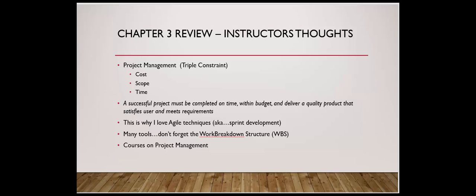And as you learned in the chapter, project management really revolves around a triangle or a triple constraint, where you're managing cost, scope, and time, and all three of those things need to be in balance. One of the most powerful things that you can take away from this is this statement, and it comes right from the book. A successful project must be completed on time, within budget, and deliver a quality product that satisfies users and meets requirements. Honestly, this statement reminds me of why I love agile techniques, aka the sprint development, which we're having you do within your group project.